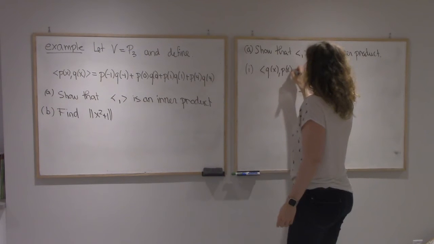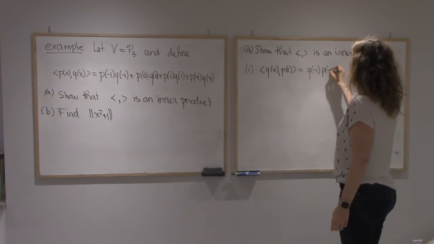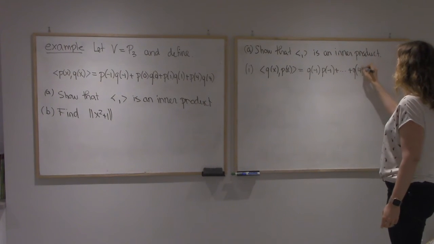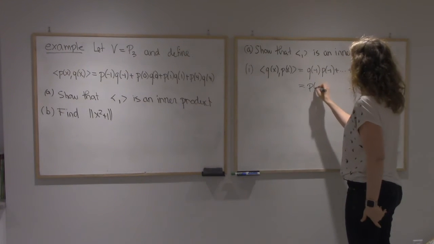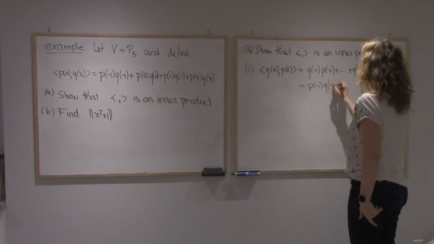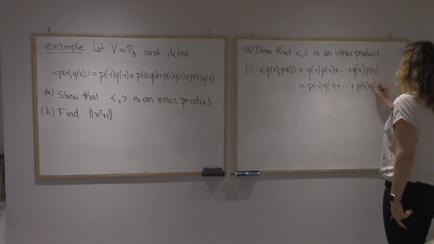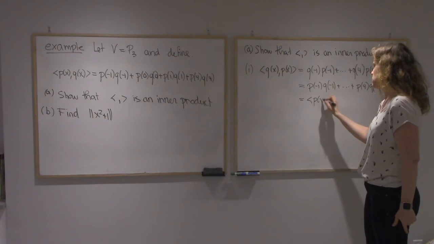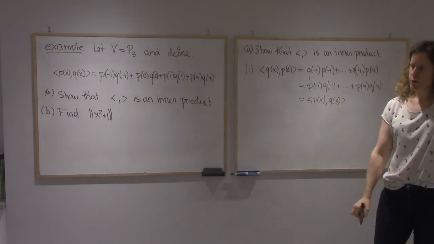The order doesn't matter, so that's going to be Q of minus 1, P of minus 1, dot dot dot, Q of 4, P of 4. Those are real numbers. I can switch them. And so I get the same thing as the inner product of P and Q. Alright, so we can switch the order, that works.